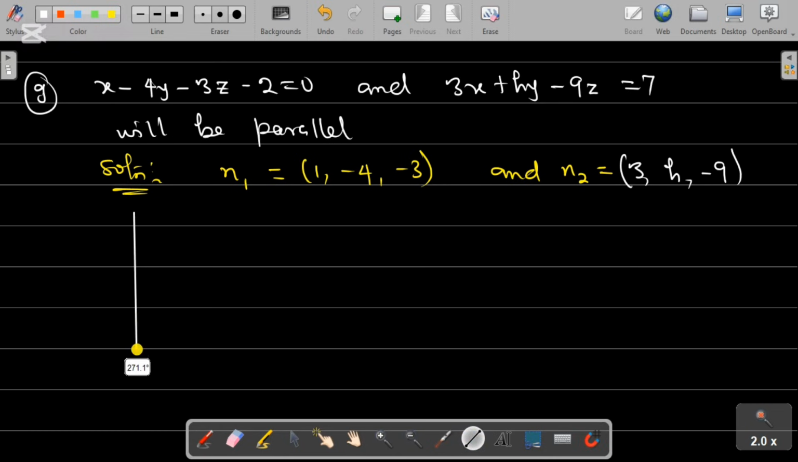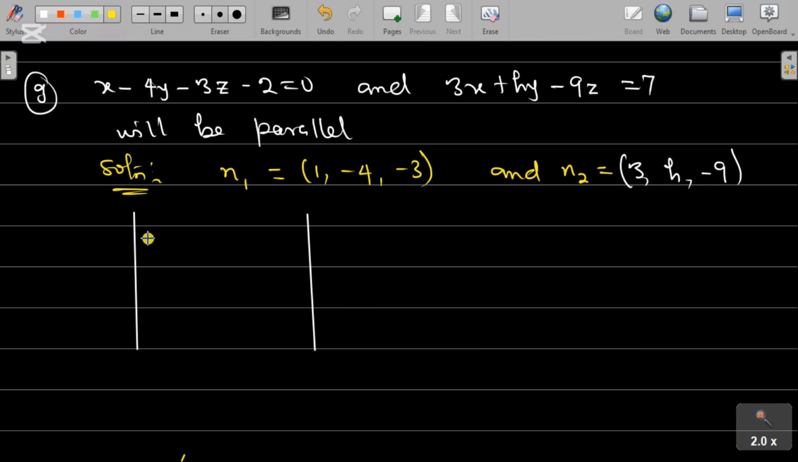Okay, here we have got something of this nature. I want to look for the cross product of those two vectors and see what it is going to give me. So here is my i, here is my j and my k. I begin with 1, minus 4 and minus 3, and then here I have 3, h and minus 9. Okay, so let's see what it will give us.